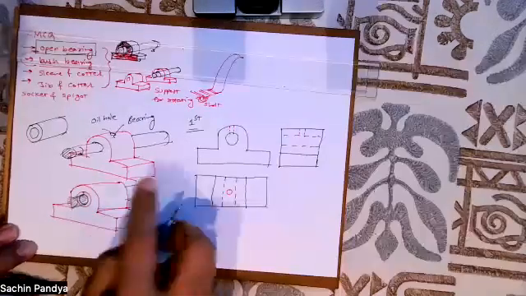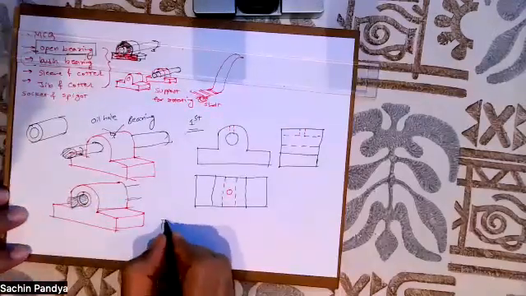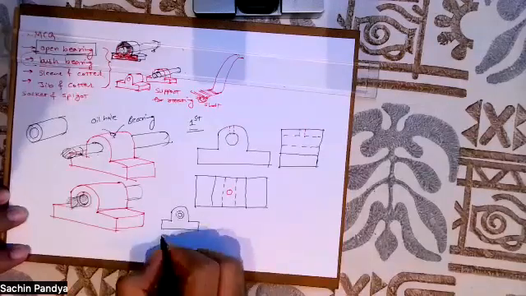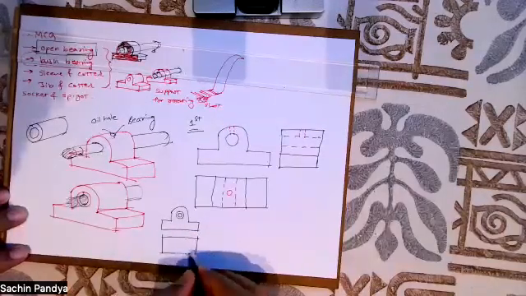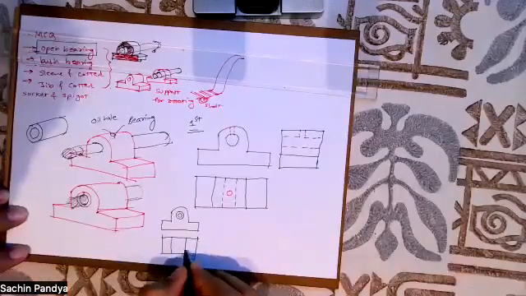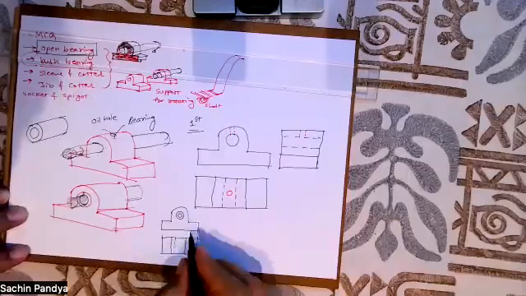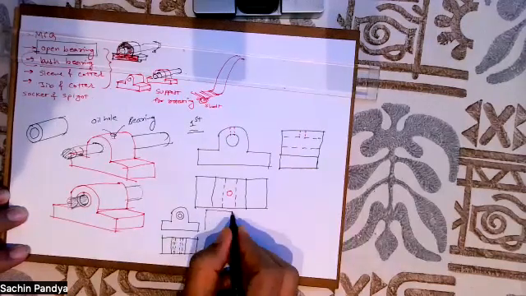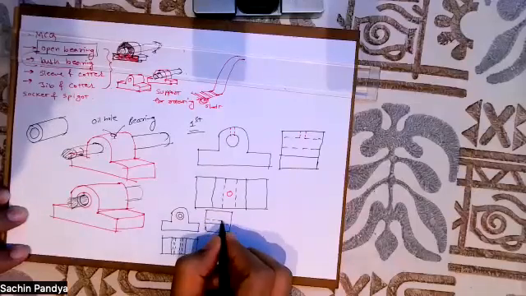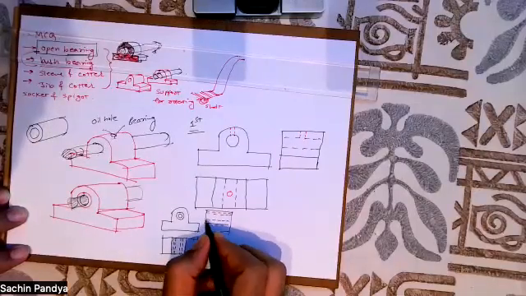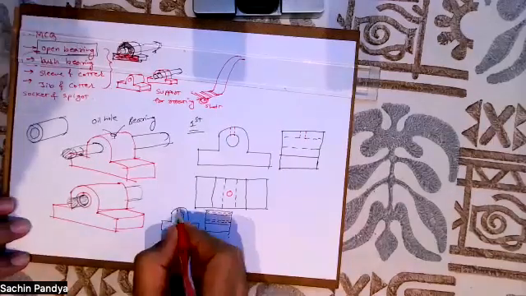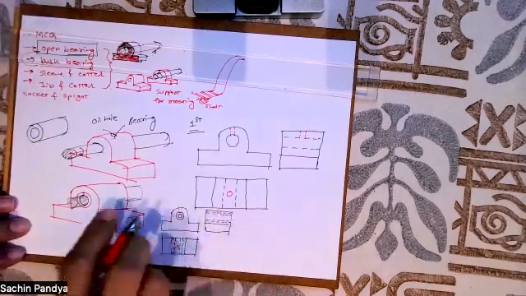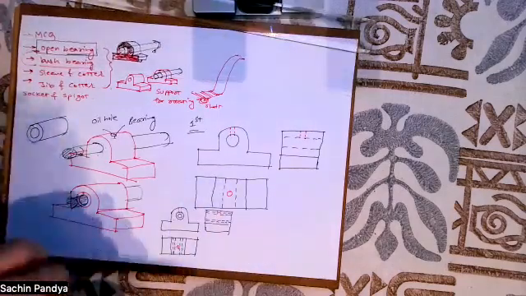Got it? So now the front view is like this. Got it? And top view, you have 4 lines, and in side view you will have 4 lines. Got it? And the same way you will have oil hole. This is circle and this is dotted. All of you are with me up till now? Any doubt? Have you understood what I have done up till now?